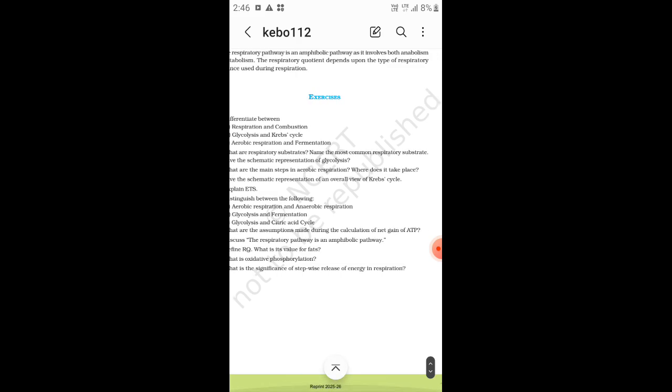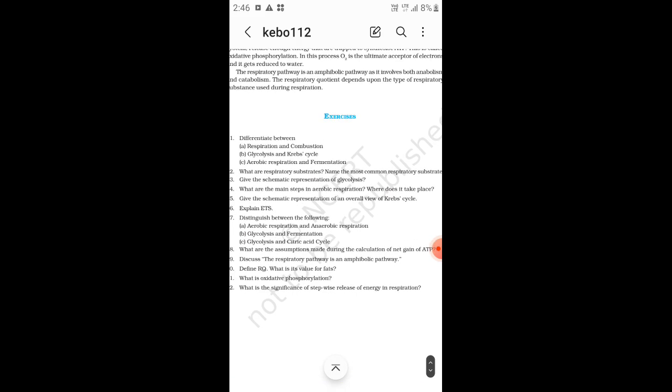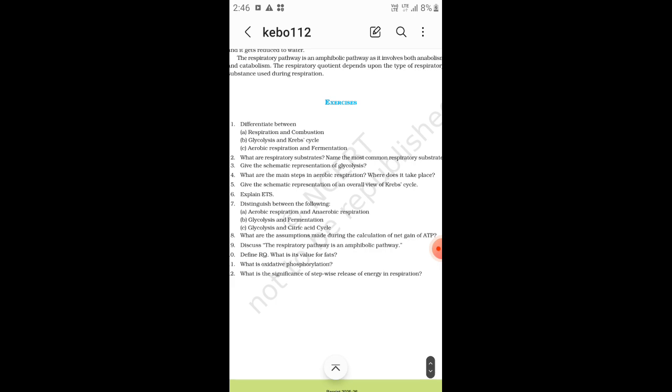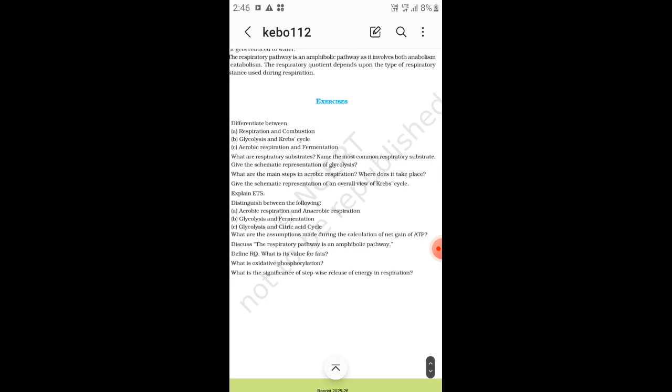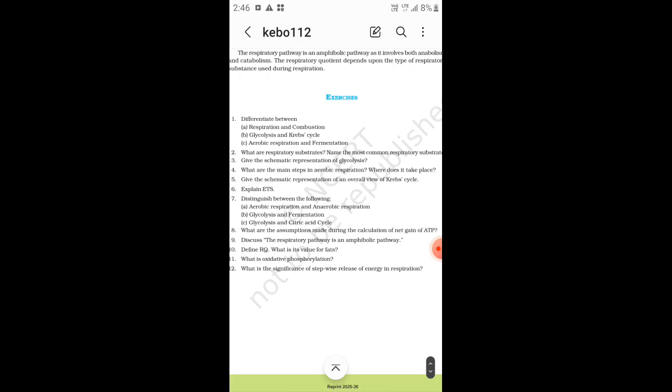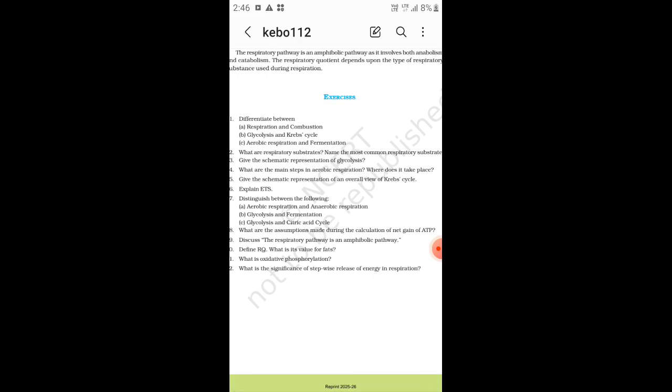What are respiratory substrates? Name the most common respiratory substrate. Respiratory substrates are specifically glucose, and can also be fats and lipids. The most common respiratory substrate is glucose. Give the schematic representation of glycolysis. Glycolysis involves about 10 steps, right? And 2 ATP is the net gain of ATP during glycolysis. It is the partial breakdown of glucose into 2 pyruvic acid.